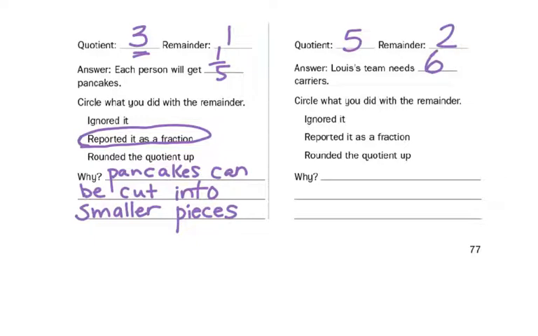Well, you can't cut up. I'm guessing these are like metal or plastic carriers. You can't cut that up into smaller parts. Or did I round the quotient up? The quotient is the answer when you divide. I rounded the quotient up. So they need another carrier.